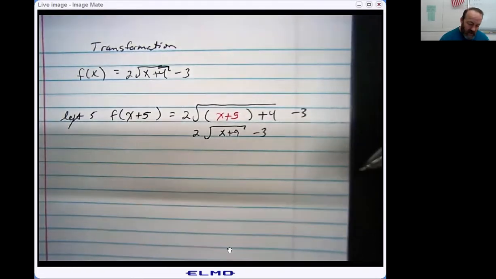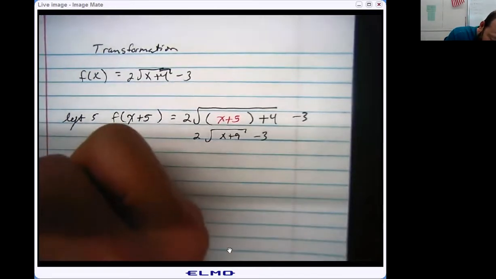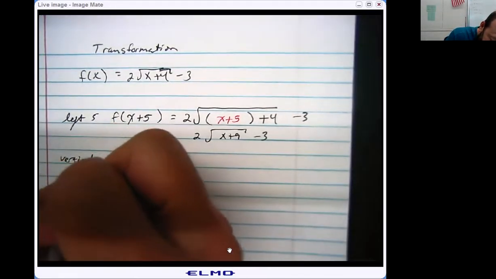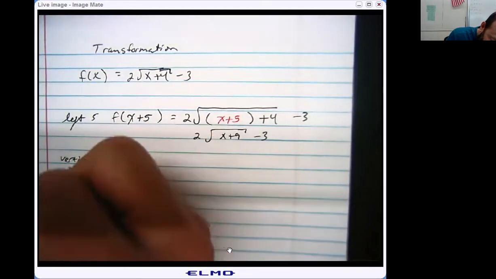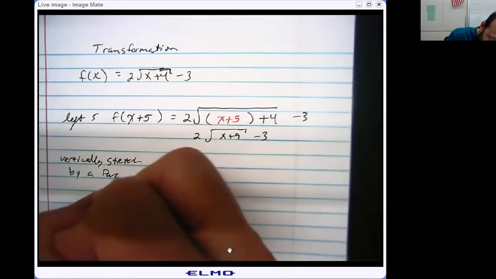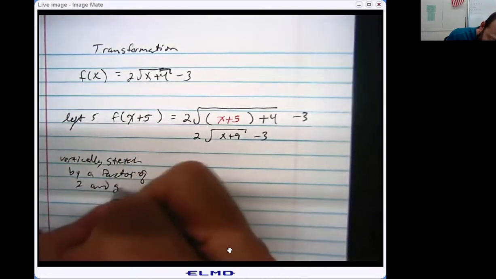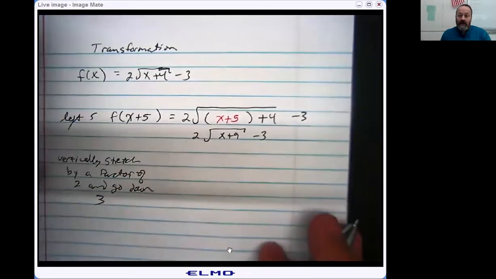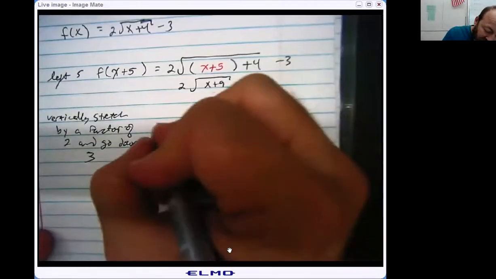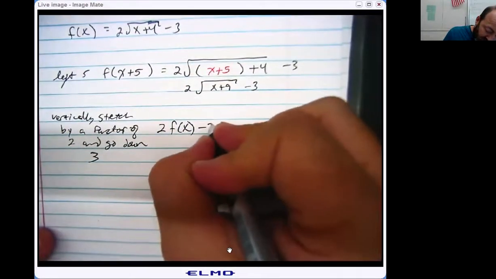What if I said, hey, you know what? Here's what I want to do. I want to vertically stretch by a factor of 2 and go down 3. Now that's a lot of work right there, huh? So vertically stretch by a factor of 2 and then go down 3.